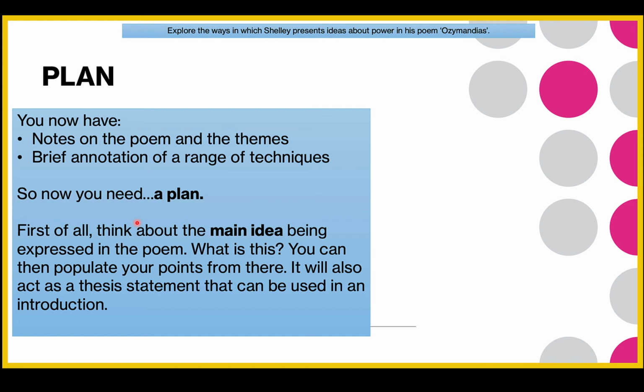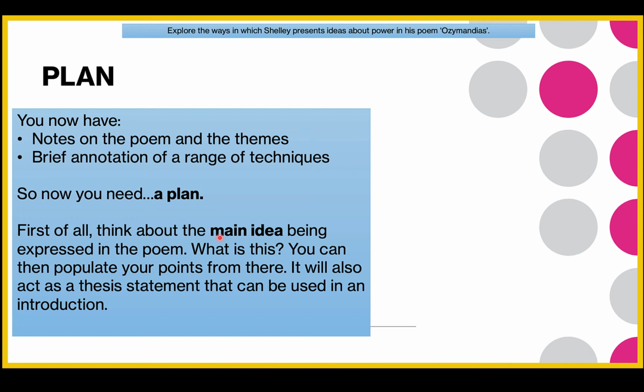So what you do have is your notes on the poem, you've got the themes, you've got brief annotation of a range of techniques. So before you get to your plan, think about the main idea being expressed in the poem with regards to the question. So just go back to the question. It's about power. So you're being asked to think about how power is presented. So we'll just bring that back before we start to make a plan. So what is the main idea with regards to power that Shelley is trying to express in this poem?